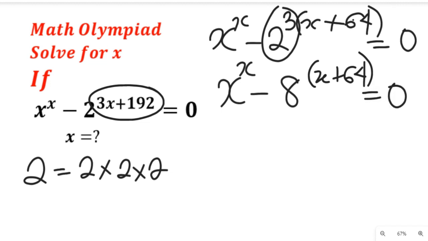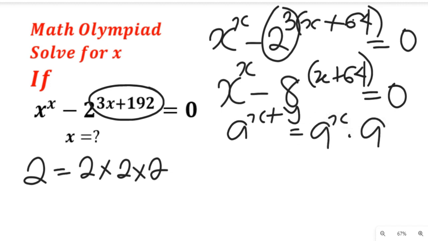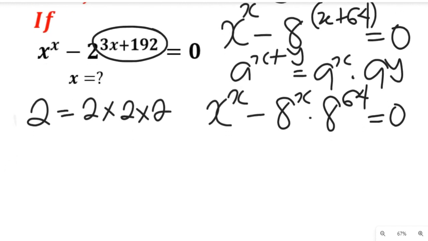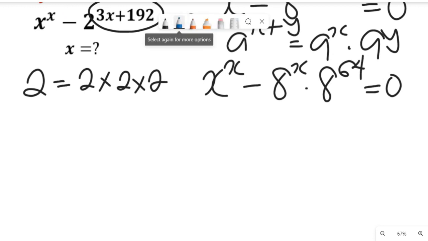Now remember a law in indices, that if we have a to the power of x plus y, this can be equal to a to the power of x multiplied by a to the power of y. So if we apply that here, we'll have x to the power of x minus 8 to the power of x multiplied by 8 to the power of 64, and this will be equal to 0. Now, having arrived at that, we have simplified the equation to an extent. So the next thing we need to do is to divide through by 8 to the power of x.